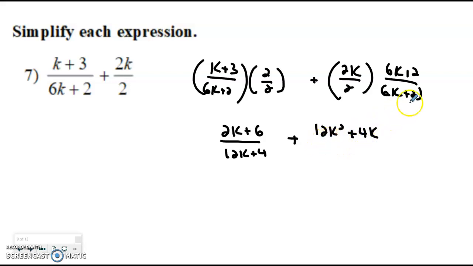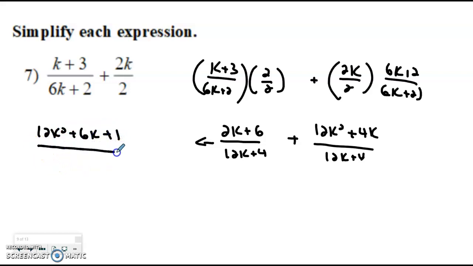And I will end up with 12k plus 4. So if I simplify this right now, I have 12k squared plus 6k plus 1, and all of this is going to be over plus 6. And I will get 12k plus 4 in the denominator.